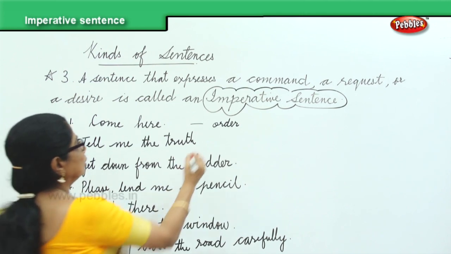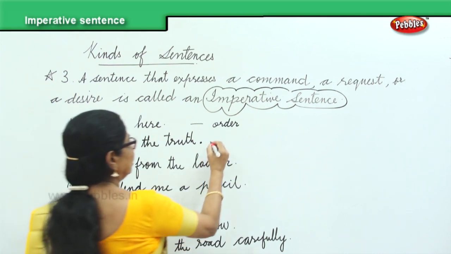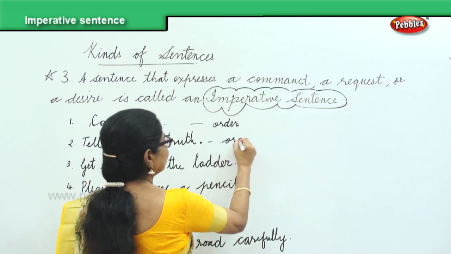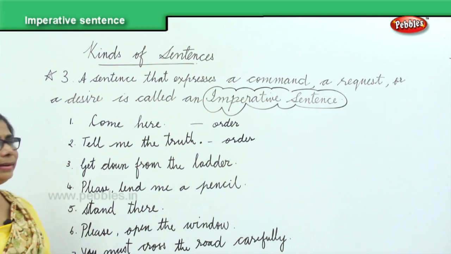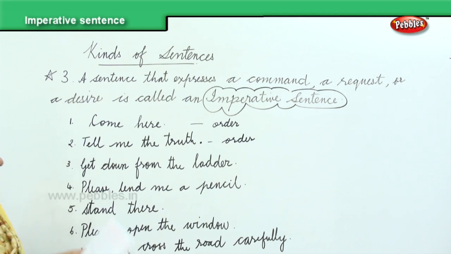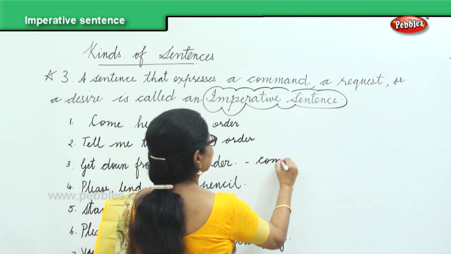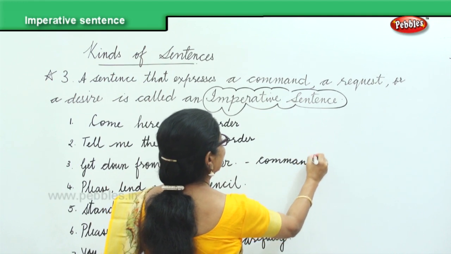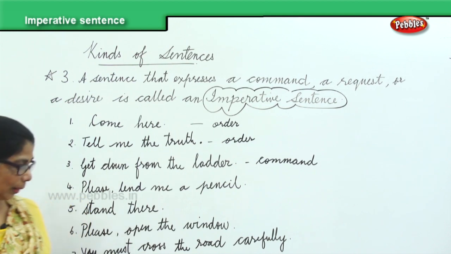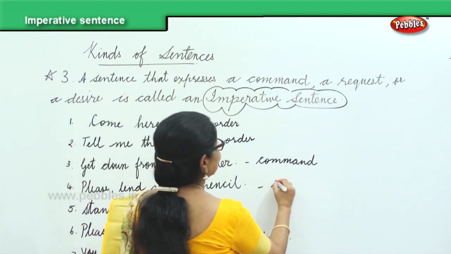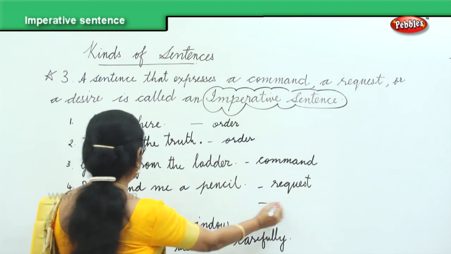So you know that's an imperative sentence. Tell me the truth. The full stop should be there. What kind is that? Again, you're ordering the person. You have to tell the truth. Commanding, ordering to get the news out. Get down from the ladder. You're telling, come on now, get down from the ladder. You're commanding the person. Command. Okay. Please lend me a pencil. Requesting. That is a request. You are requesting a person to lend you a pencil or whatever.